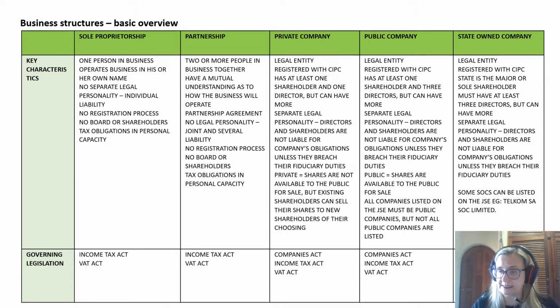They will then be subject to the JSE listings requirements and the Public Finance Management Act and the Companies Act. So it's quite an onerous obligation. Obviously, if you were a sole proprietor or just one person, this is not the structure for you. This is the structure that is purely reserved for the state to operate business.